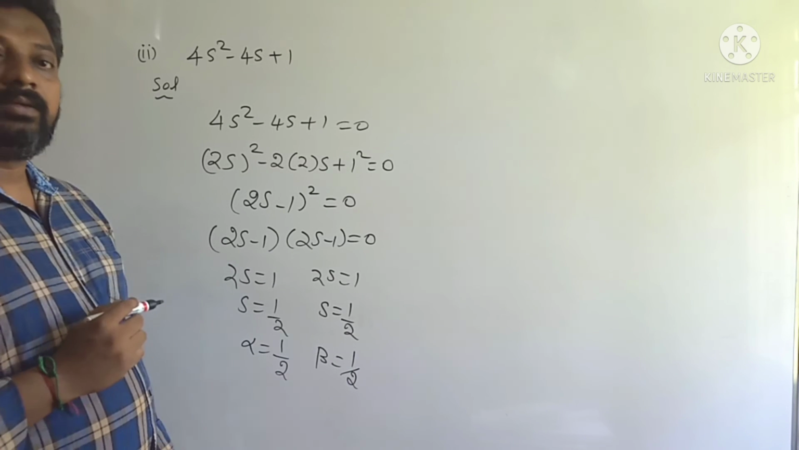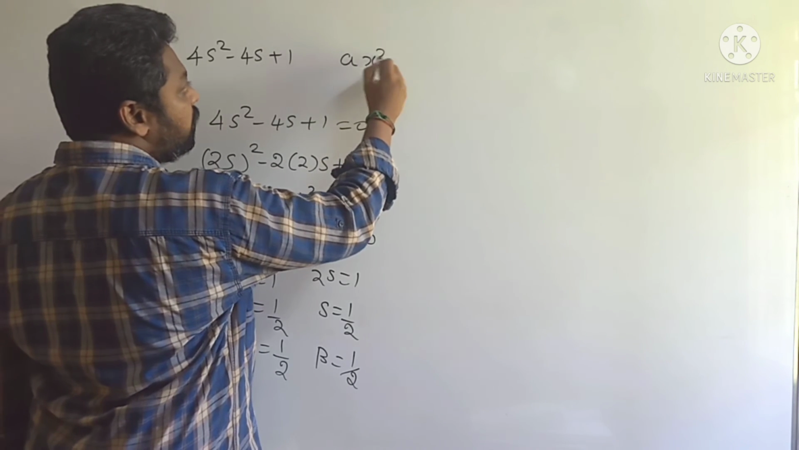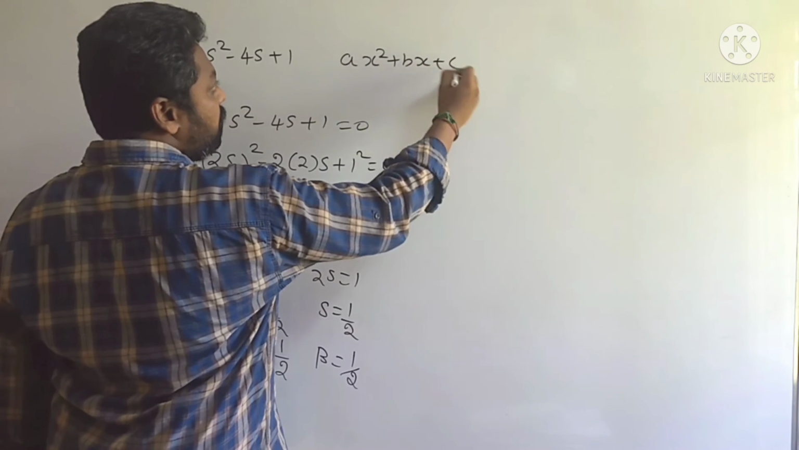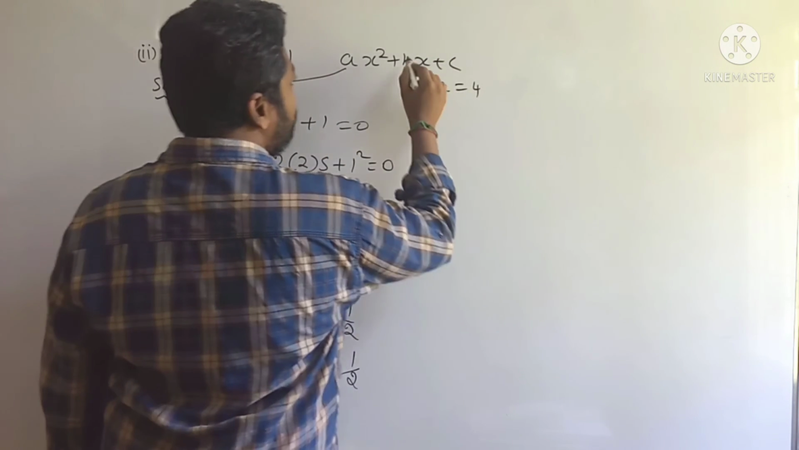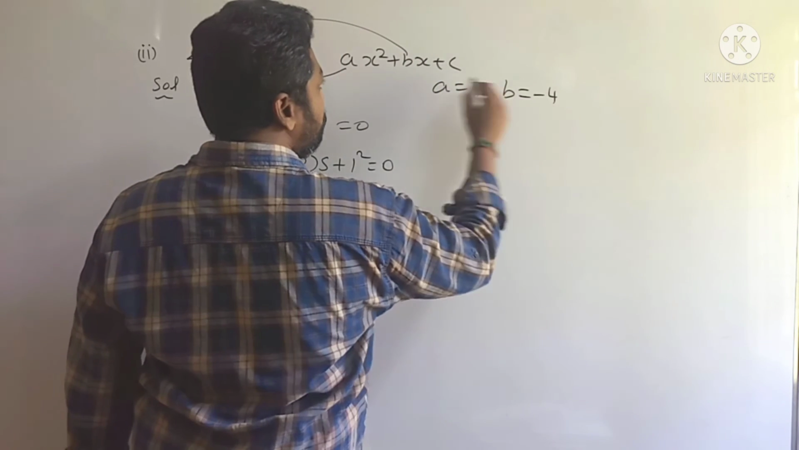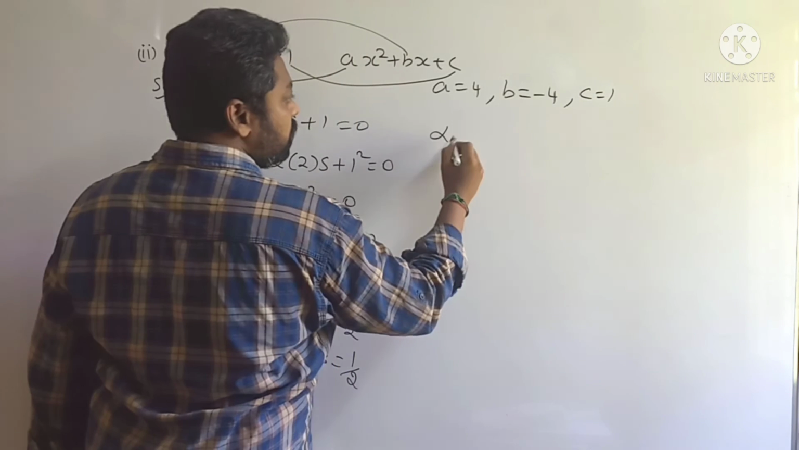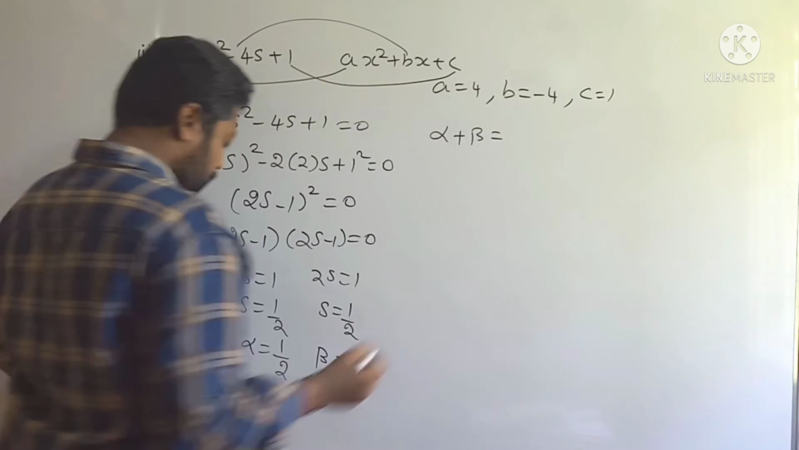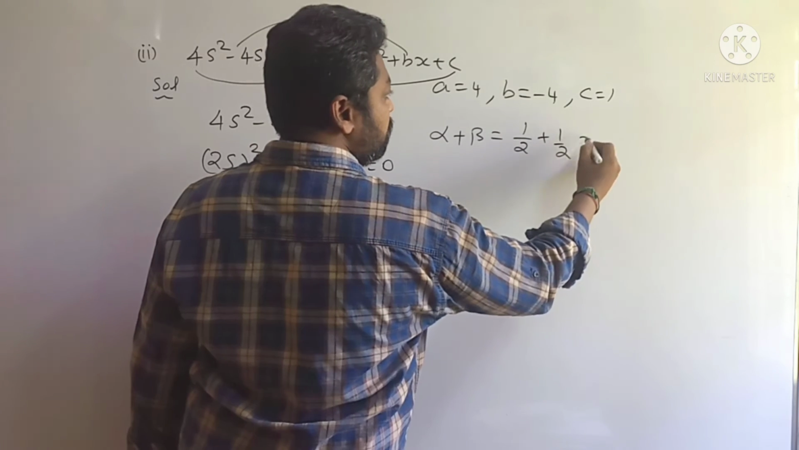Now we verify the relation. So now we compare with this ax square plus bx plus c. What is a? 4. What is b? Minus 4. What is c? 1. So what is the sum of zeros? Half plus half. So half plus half is 1.